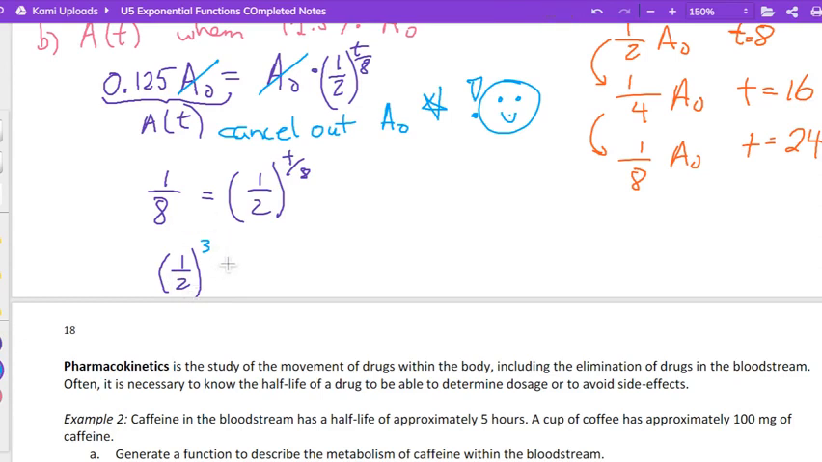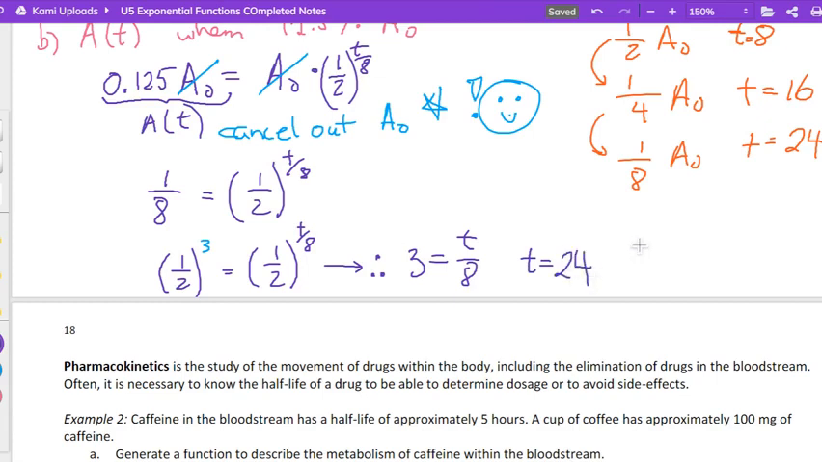Okay, you could have made the base 2. That would also work. As a result, we can say, oh, 3 equals t over 8. And what does t equal? 8 times 3 is 24. Hey, that's what we thought it would be.